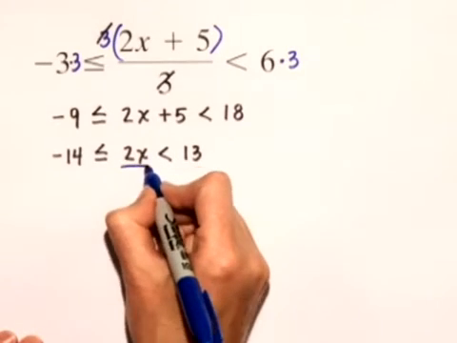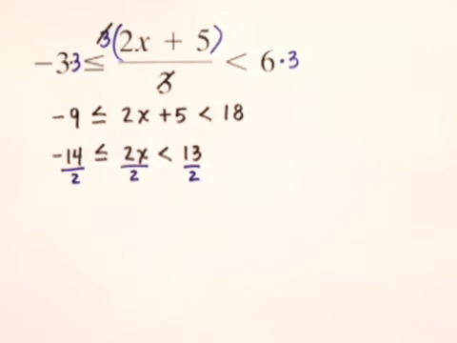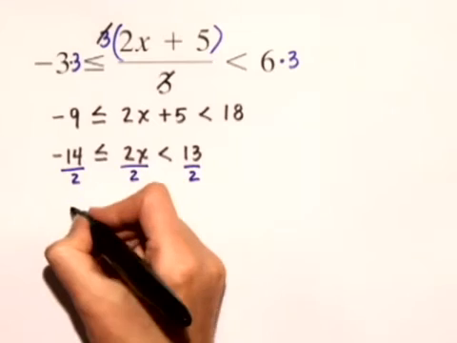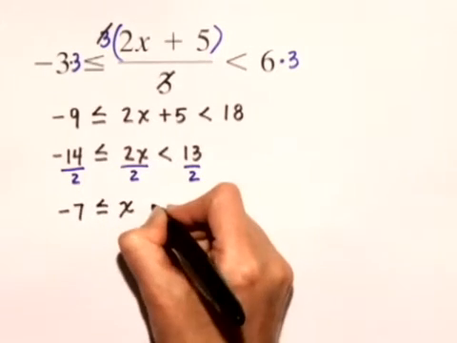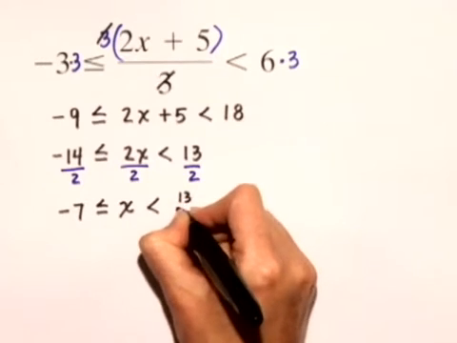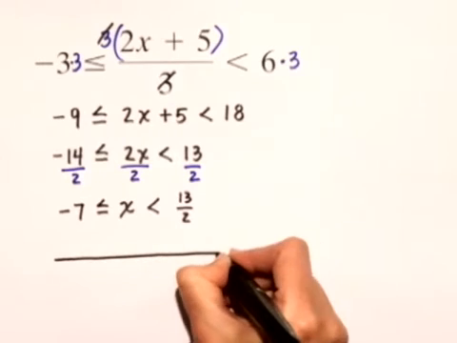We need to make sure we divide all 3 parts by 2. And now we'll have our solution. We have -7 is less than or equal to x, which is less than 13/2. Let's take a look at this solution on the number line.